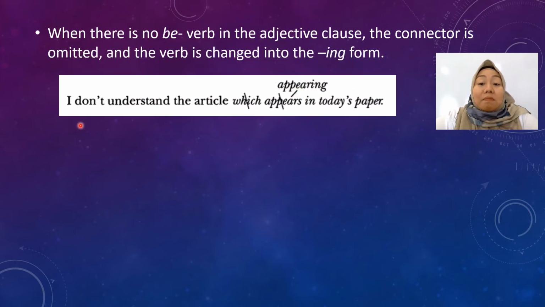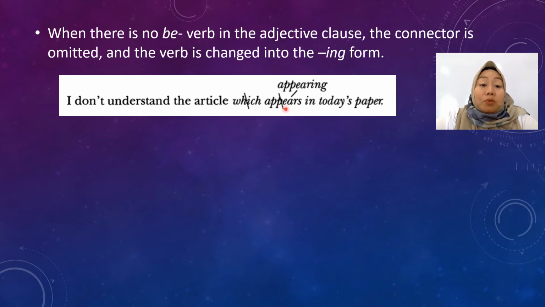Okay, this is the complete sentence: I don't understand the article which appears in today's paper. Which appears here is the adjective clause modifying the noun article, right?